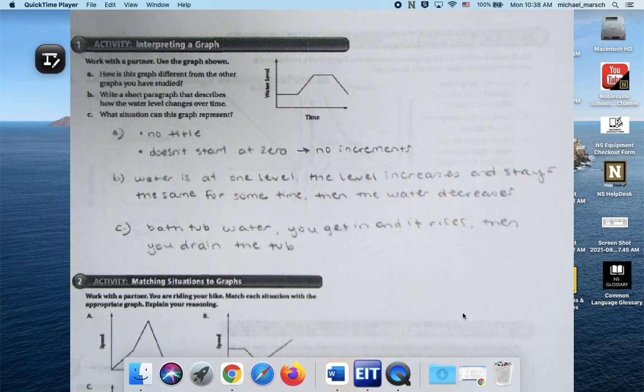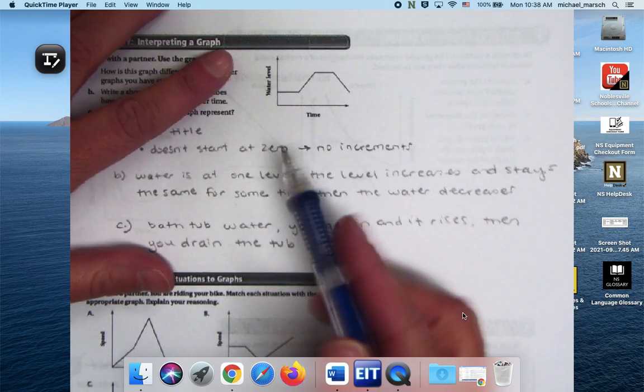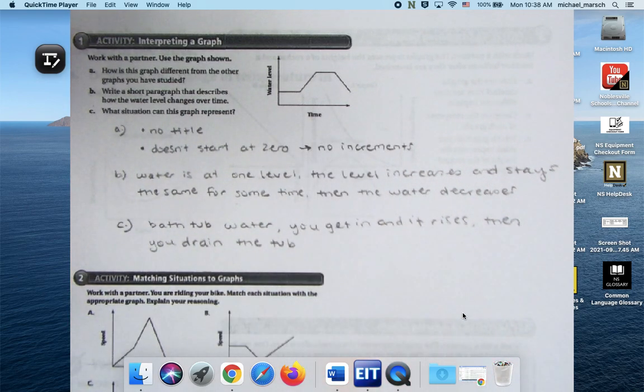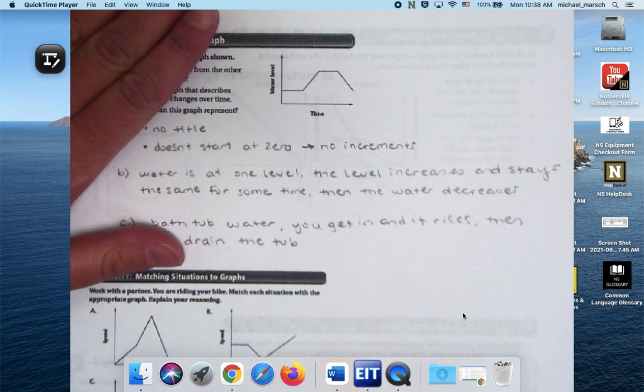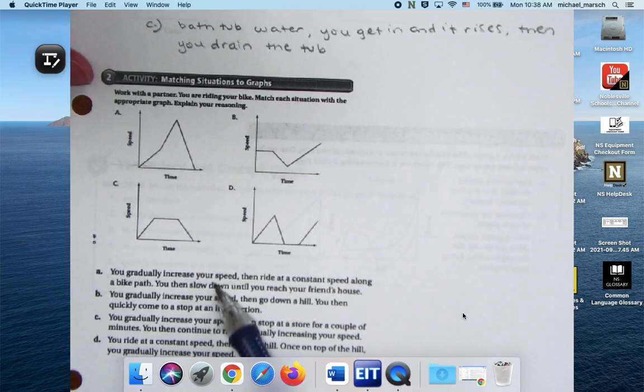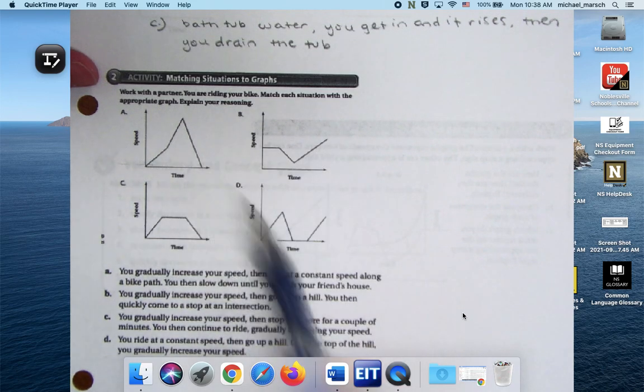All right, so that's kind of where we're headed. We're looking at graphs and we're trying to figure out what's happening and also what scenario could be happening. Most students really like this section of functions. So now we're going to specifically look at different graphs and figure out which of these scenarios would match these.